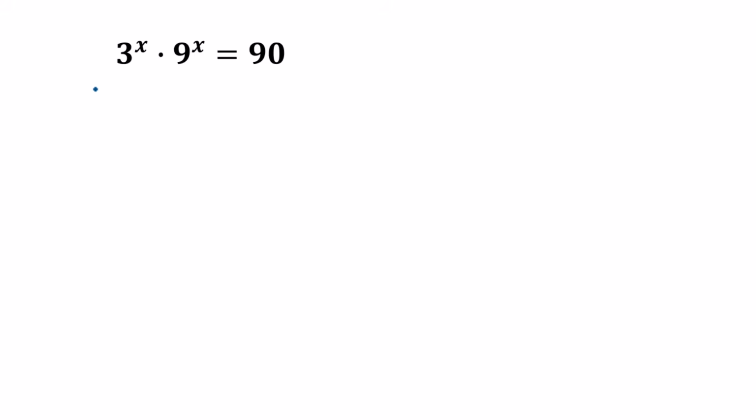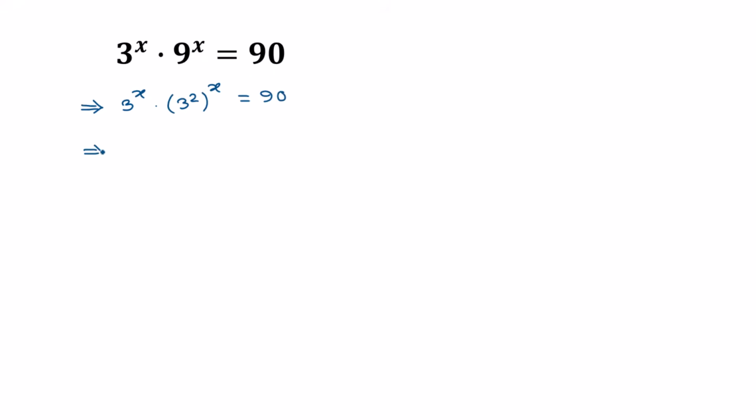Hello everyone. In this video, I am going to solve an interesting exponential equation: 3 to the power x times 9 to the power x is equal to 90. On the left side, 3 to the power x times 9, we can write 9 as 3 squared, whole to the power x, is equal to the right side, 90.